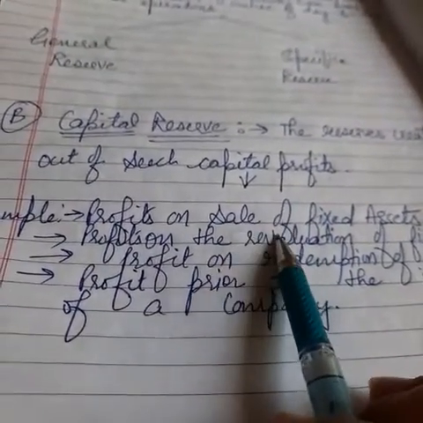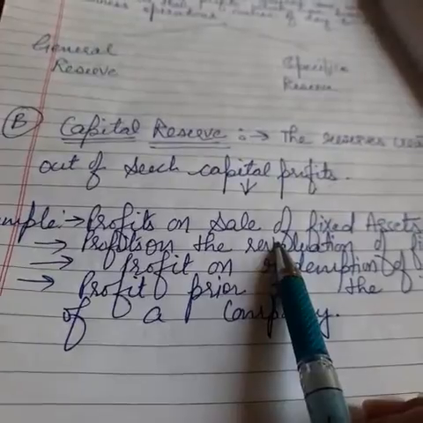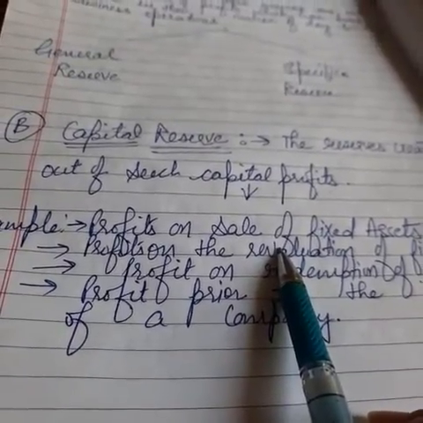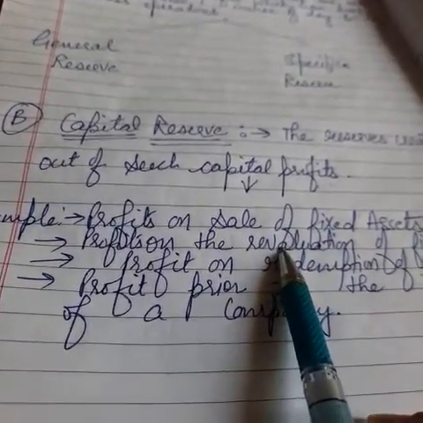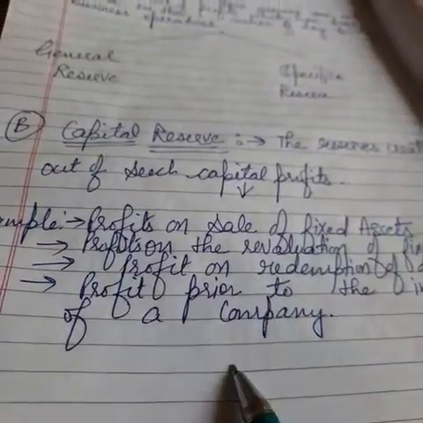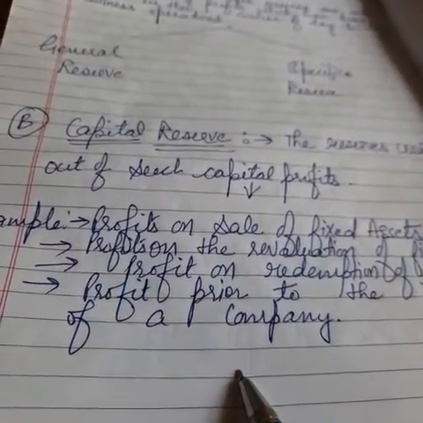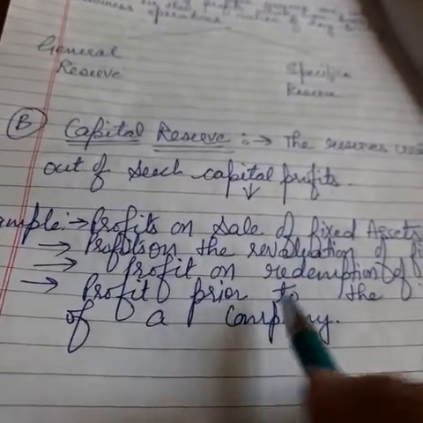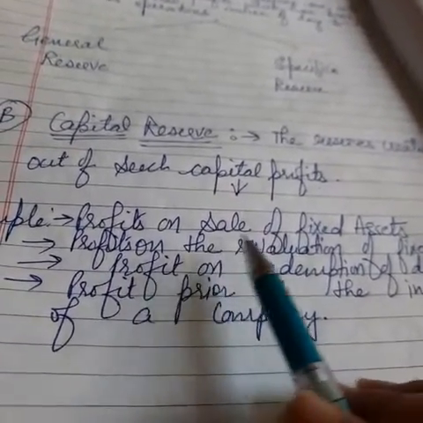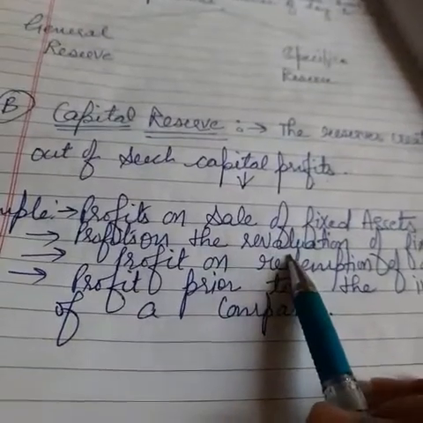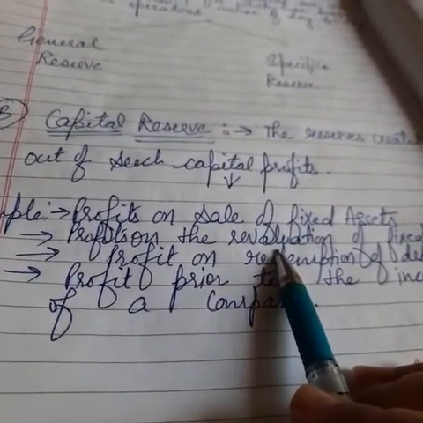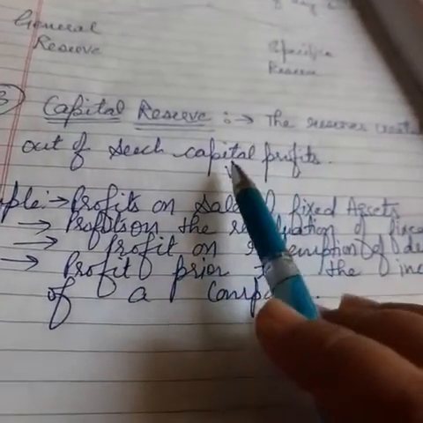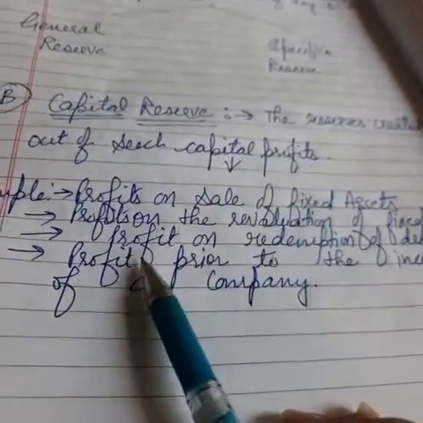Now I'll give you an example of revaluation. For example, 5 years ago I purchased a land for rupees 10 lakh. Now today's value of that land is 50 lakh. Right? So the difference, the profit, is called profit on revaluation. We are just reassessing the value of that asset. We are not selling it. So that profit is also called capital profit.